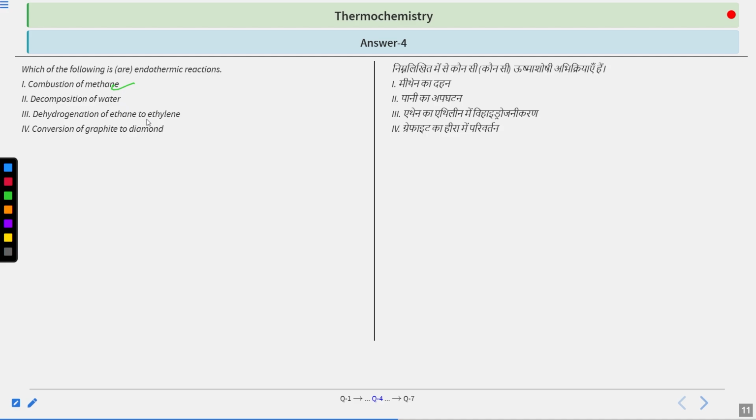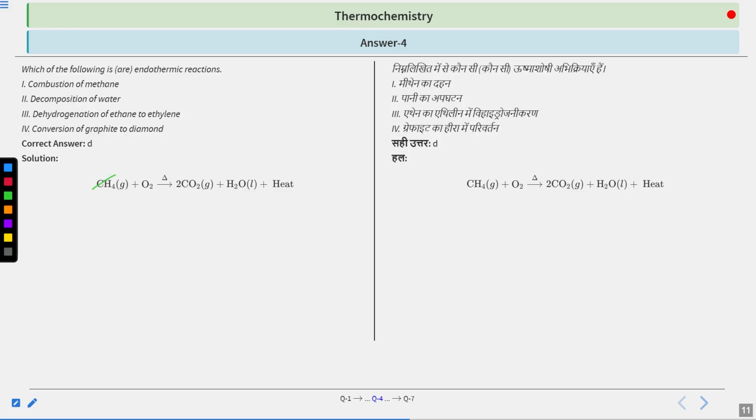For dehydrogenation of ethane to ethylene, what we have to do is remove hydrogen. And conversion of graphite to diamond is also an endothermic process. Let us see all of the three that are remaining. So the correct answer is D.